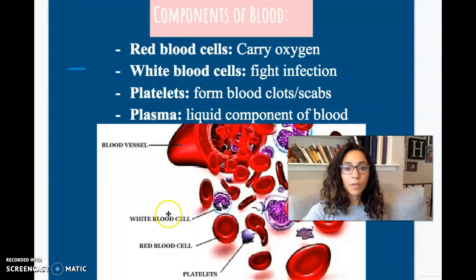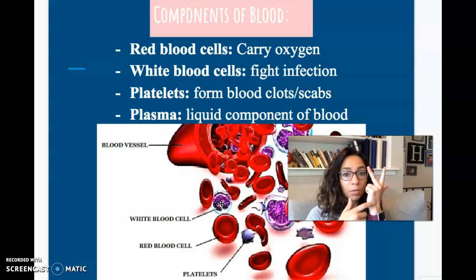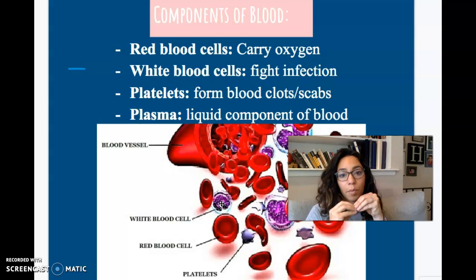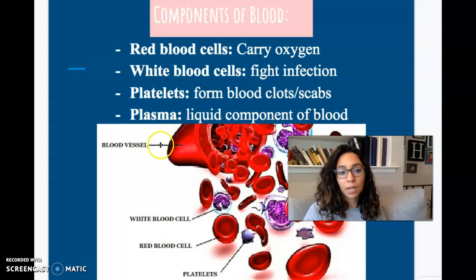Blood is made up of a couple different important components. We've got red blood cells, which you're probably very familiar with. Those carry oxygen, these nice big red donut looking things. We've got white blood cells, which fight infections. Platelets, which form blood clots and scabs. So if you get a cut, right, you don't just keep bleeding forever. Those platelets kind of stick together and form a clot, so you don't bleed forever. And then plasma is the liquid component of blood that everything floats around in.